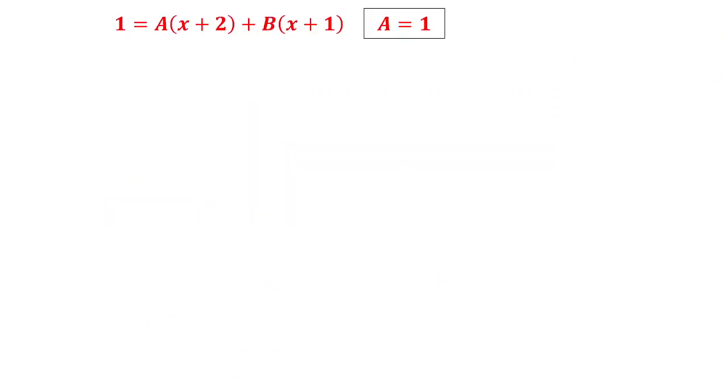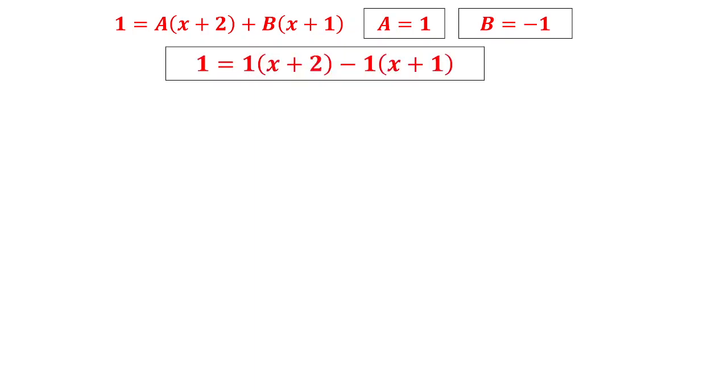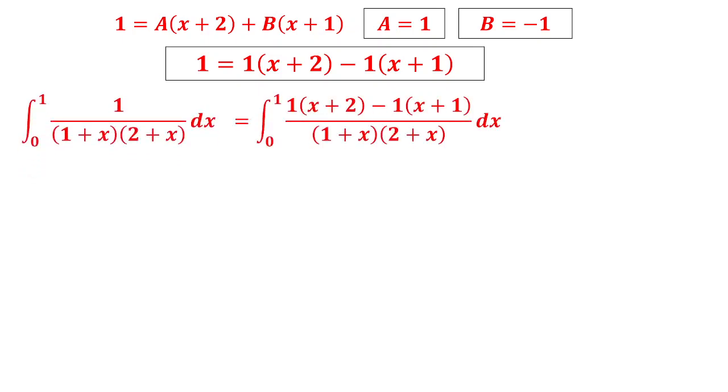Now we have found the values of a and b. Let us put them in now. 1 is equal to 1 into x plus 2 minus 1 into x plus 1. Check whether LHS is equal to RHS. LHS is 1. RHS is x plus 2 minus x minus 1, which is 1. Now put it in the integral sign. 1 should be replaced by 1 into x plus 2 minus 1 into x plus 1, divided by the denominator. Split the integral into 2: first term by denominator minus second term by denominator will become 1 upon x plus 1, as x plus 2 gets cancelled, minus 1 upon x plus 2, because x plus 1 gets cancelled.